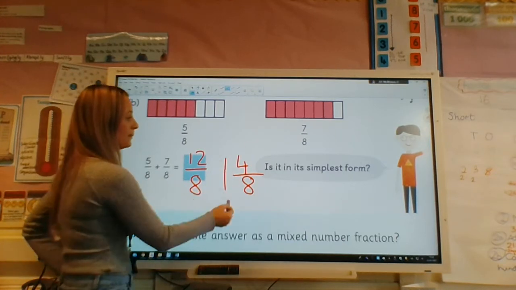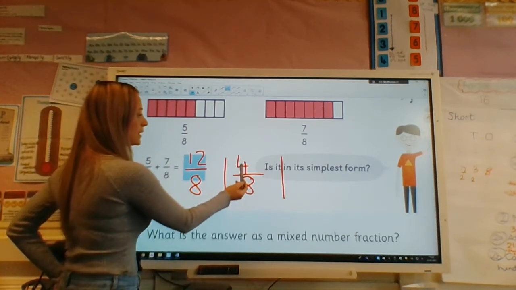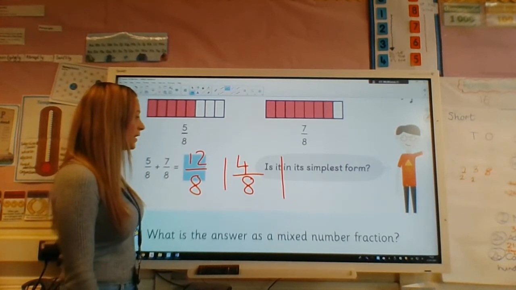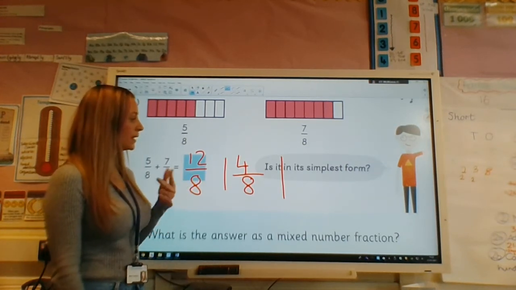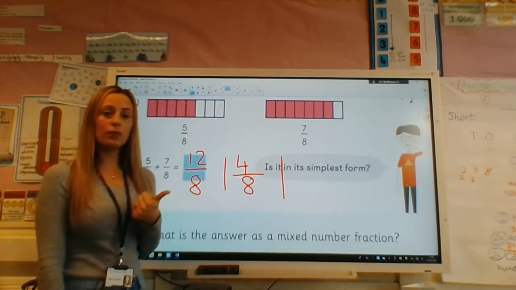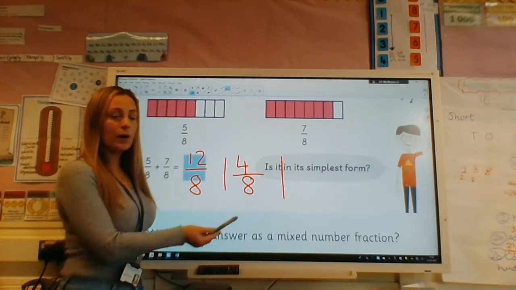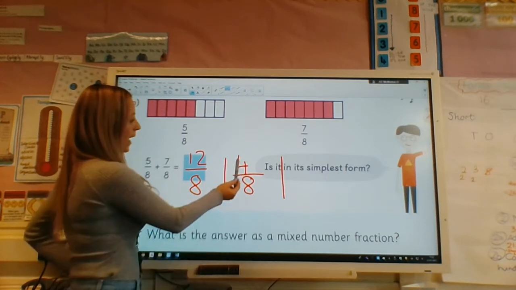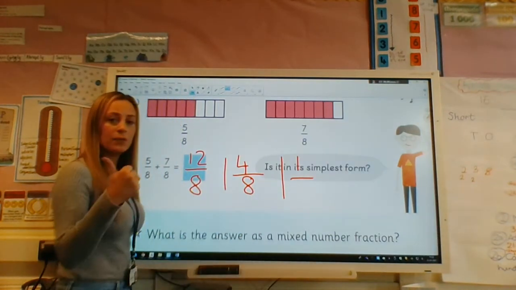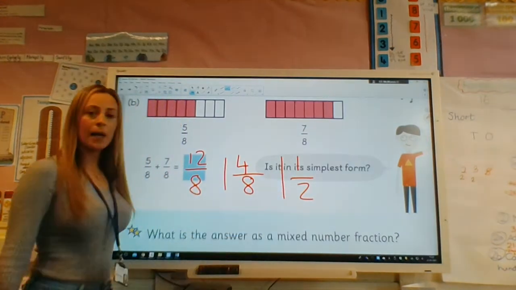Now I want to know if we can simplify this to make it smaller. You can never simplify the whole, so that's staying as 1. Can we simplify 4/8? 1 definitely goes into it because 1 goes into everything. Does 2 go into both? Yes, 2, 4, 6, 8. Does 3 go into both? No, it doesn't. Does 4 go into both? 4 goes into 4 and 4 goes into 8. So we're going to divide both these numbers by 4. How many 4's go into 4? That is 1. How many 4's go into 8? That is 2. So this fraction simplified is 1 whole and 1/2.